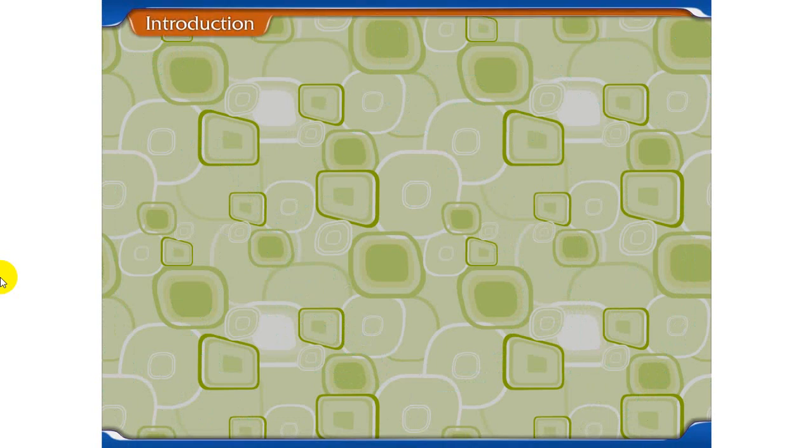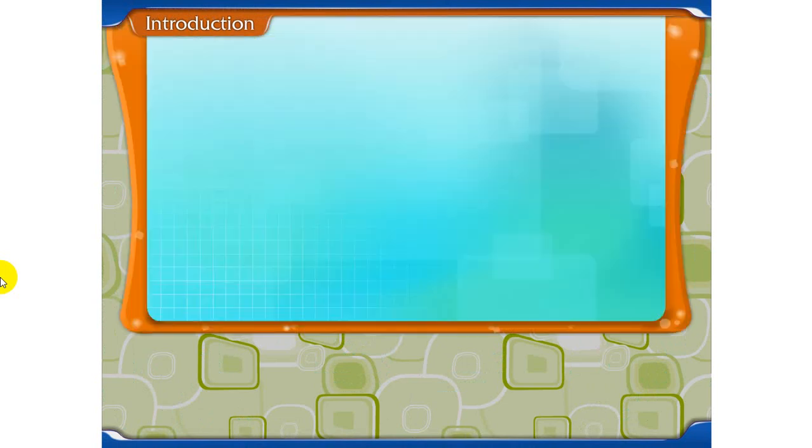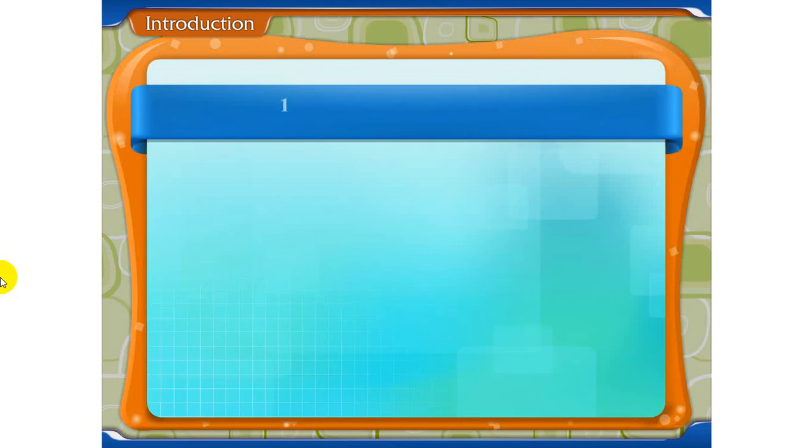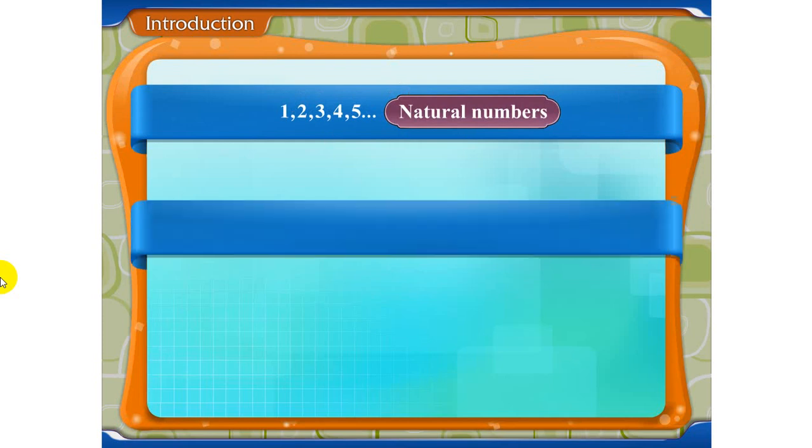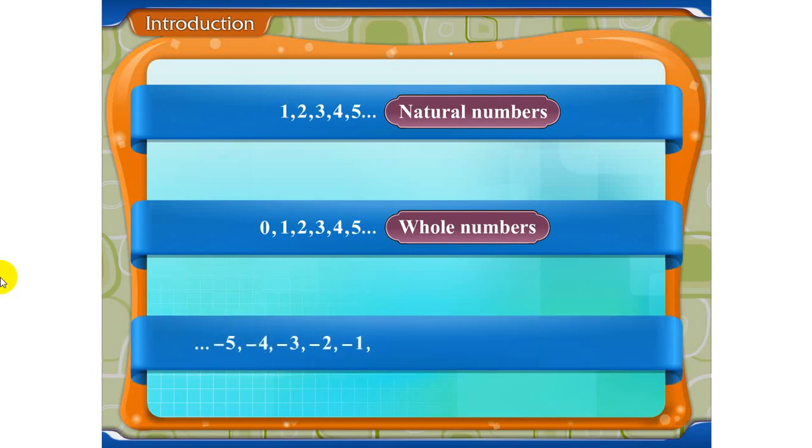Introduction. We have learnt about whole numbers and integers in the previous class. Positive numbers 1, 2, 3, 4, etc. are called natural numbers. When we add the number 0 to the set of natural numbers, we get the set of whole numbers. When we add negative numbers -1, -2, -3, -4, -5, etc. to the whole numbers, we get the set of integers.